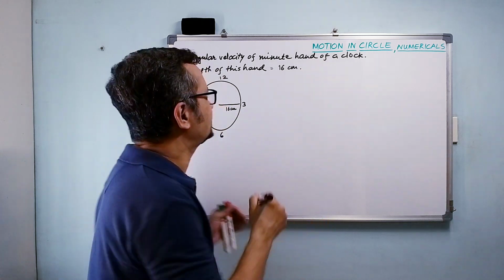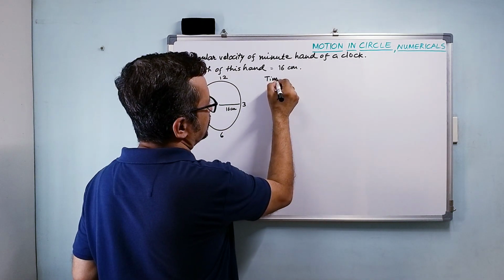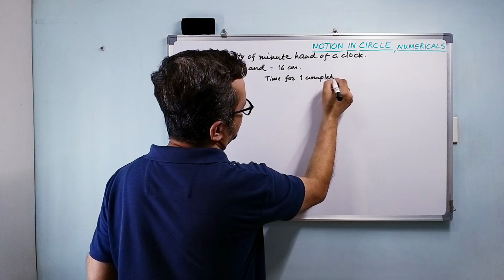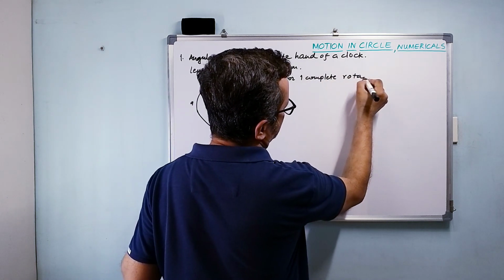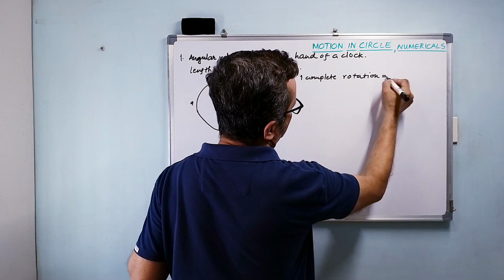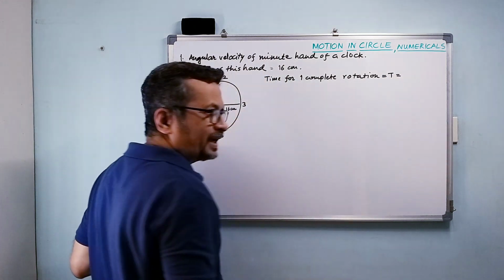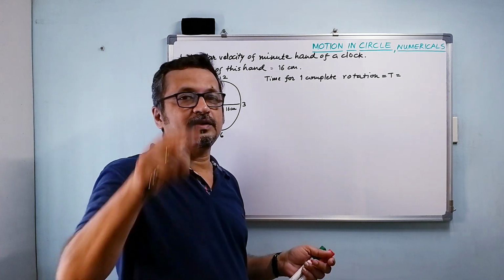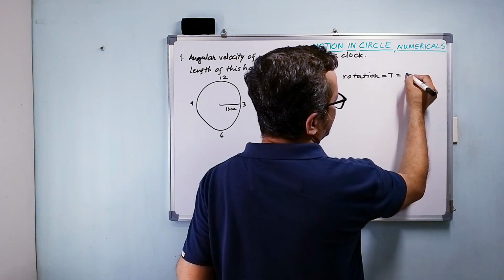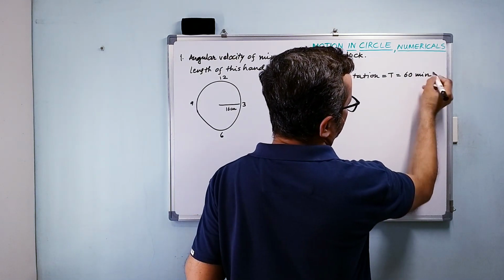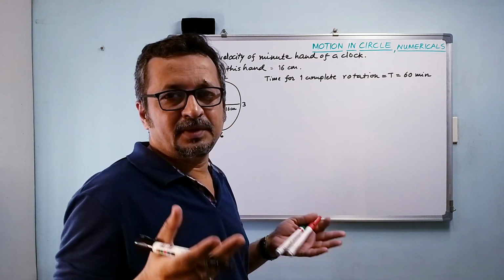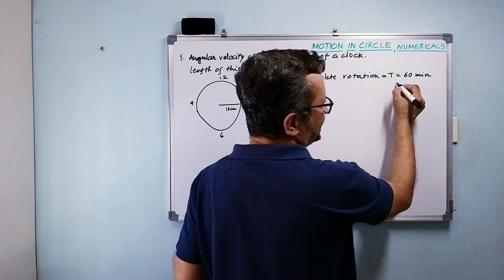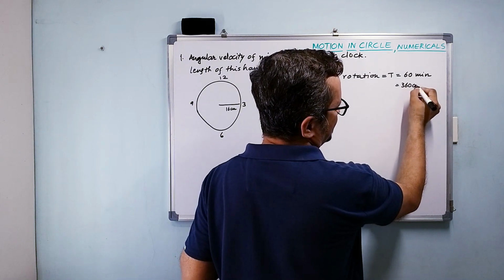It takes 60 minutes. So the time for one complete rotation is equal to, let us call it capital T. We can take T as time period. What is time period? Time period is the time taken to complete one full circle, and that time is 60 minutes. So obviously minutes is not an SI unit. Let us convert that into seconds. So that would be 60 into 60, that is 3600 seconds.